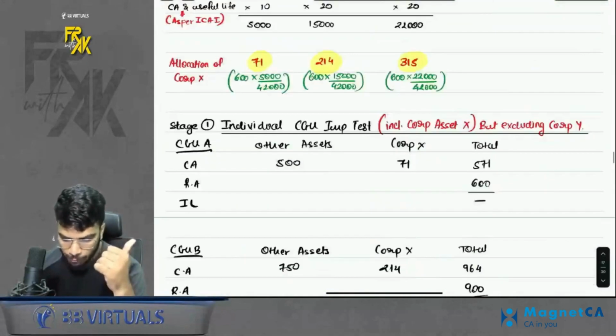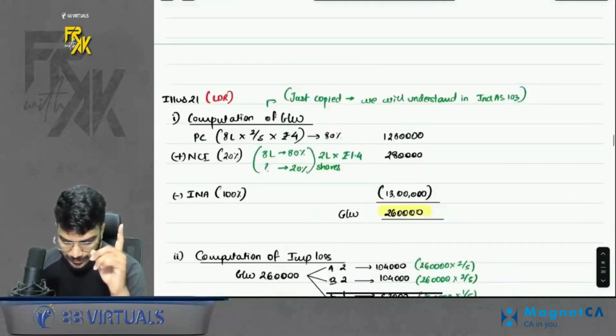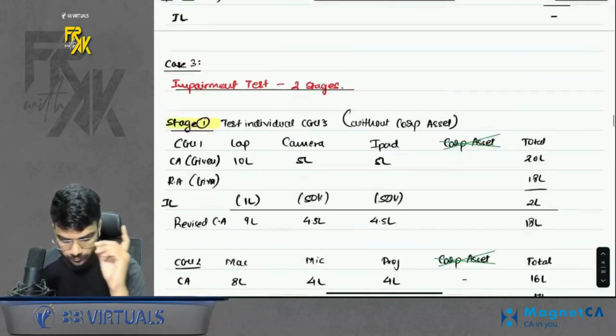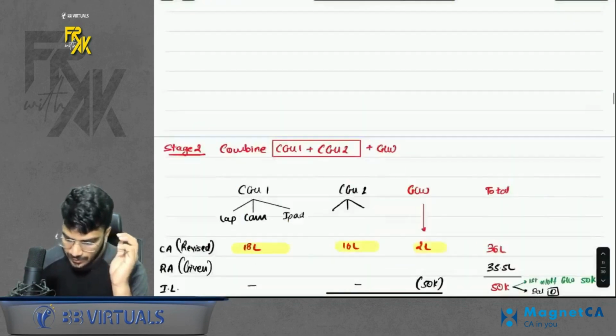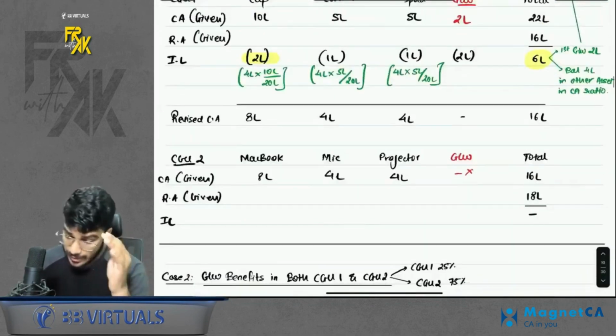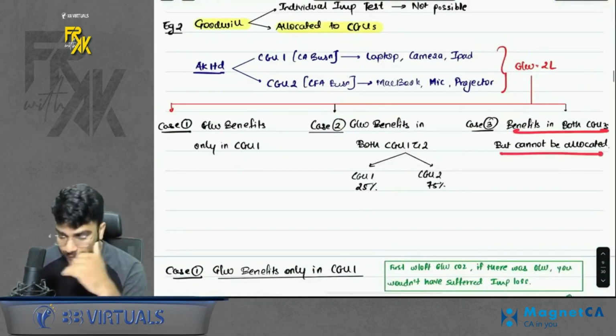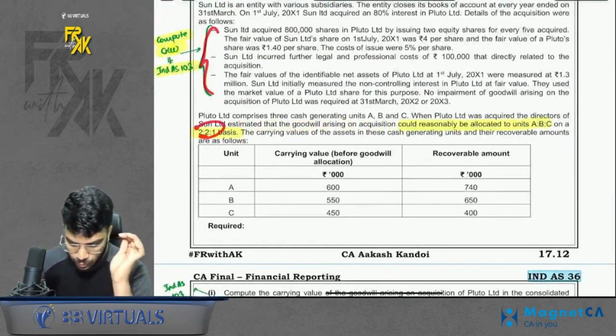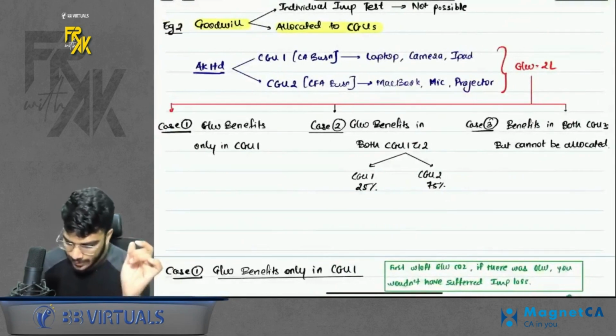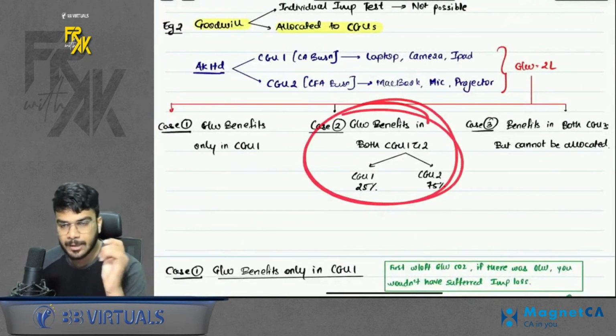One, it can be allocated to only one CGU. Second case was it was allocable to all CGUs in some ratio, and the third case was it benefits all the CGUs but cannot be allocated. So when the question says you have a goodwill and the ratio is 2:2:1 for the 3 CGUs, I guess we are falling under case number 2. That means it can be allocated.